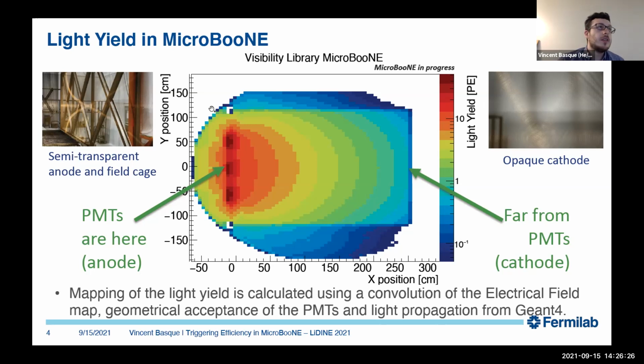And what you can observe is, because MicroBooNE has an opaque cathode, which is located on this side, and a semi-transparent anode, which is located on this side, and a field cage, which is all around, we see really that we can obtain light behind the anode and also on the top and at the bottom of the detector.